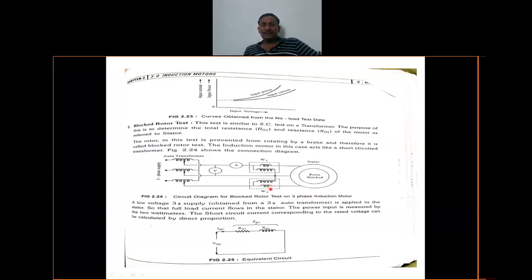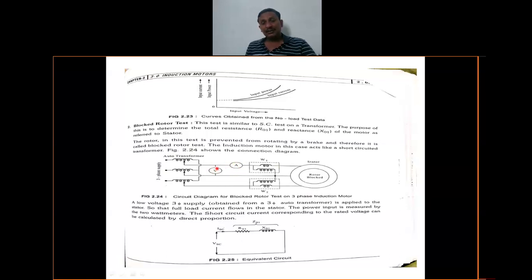Now the same thing as previous here. Two wattmeters W1, W2, and one ammeter and one voltmeter. Here an auto transformer is used just to apply rated current. What is the main procedure? Same as the transformer: just apply rated current and note down the readings. Here also everything is the same. Apply rated current.